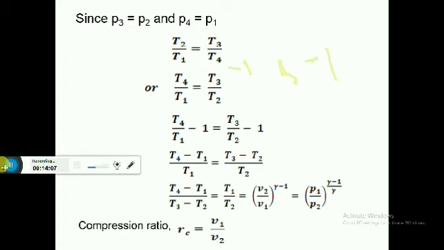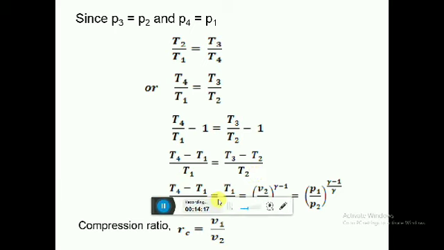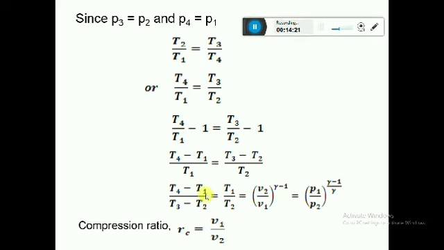Next, cross multiplying, T4 minus T1 over T3 minus T2 is equal to T1 by T2. We know that T1 by T2 in terms of volume is V2 by V1 to the power gamma minus 1 for an isentropic process, and in terms of pressure, P1 by P2 to the power gamma minus 1 by gamma.